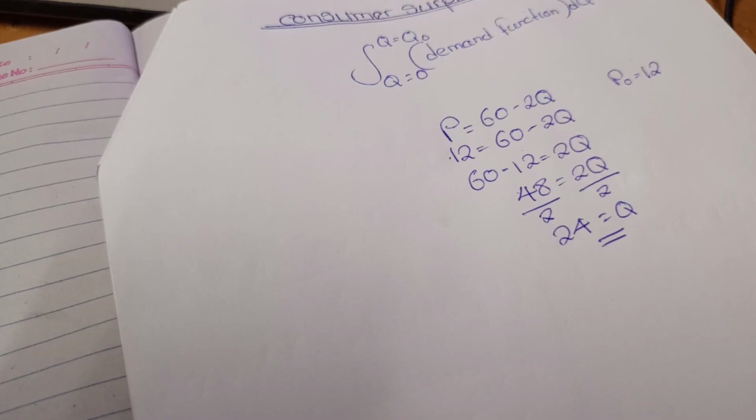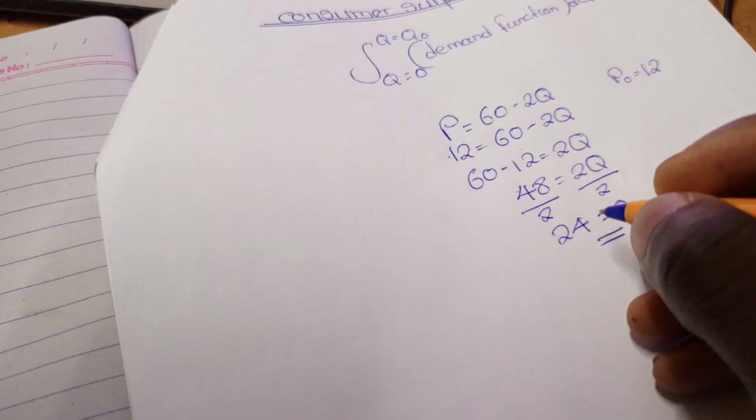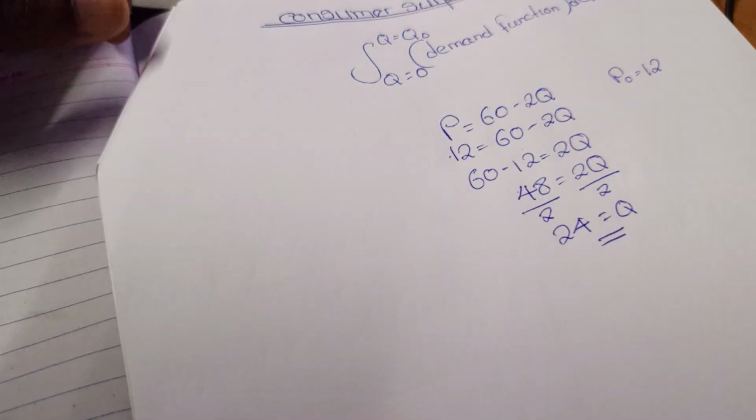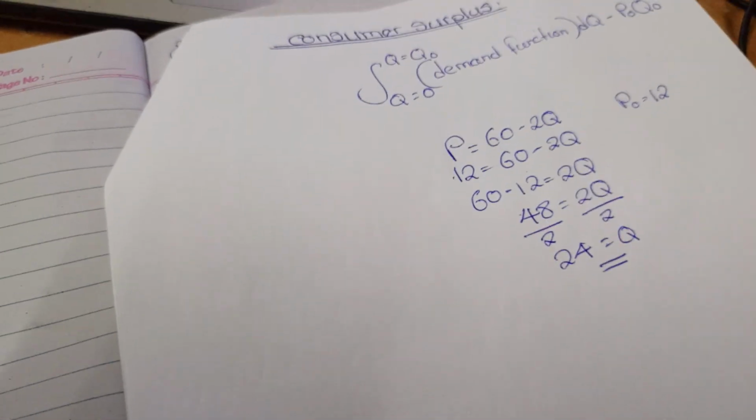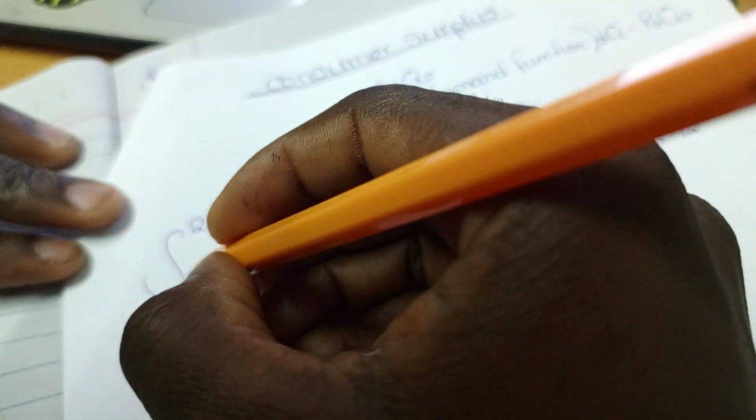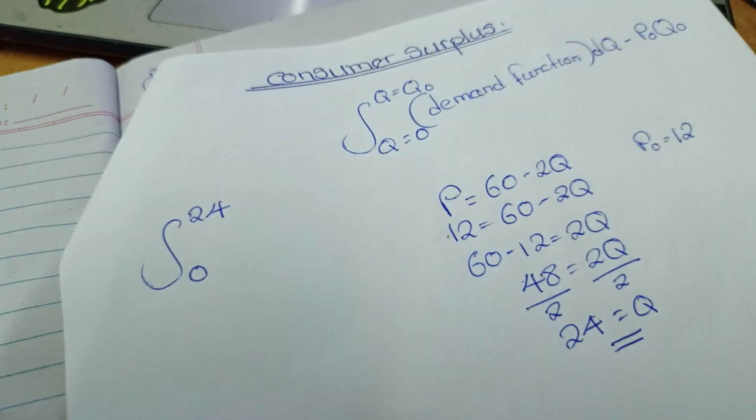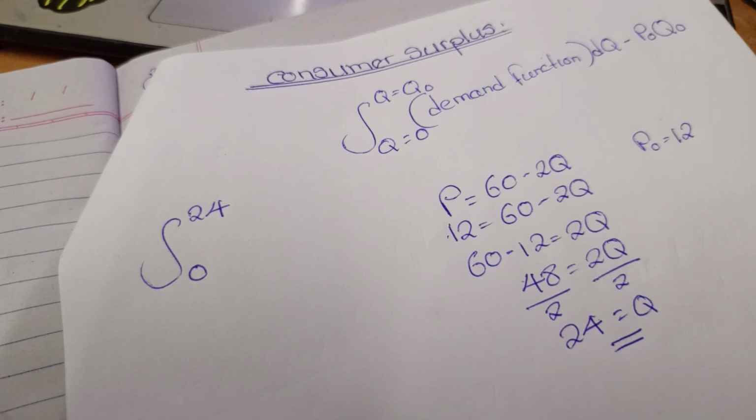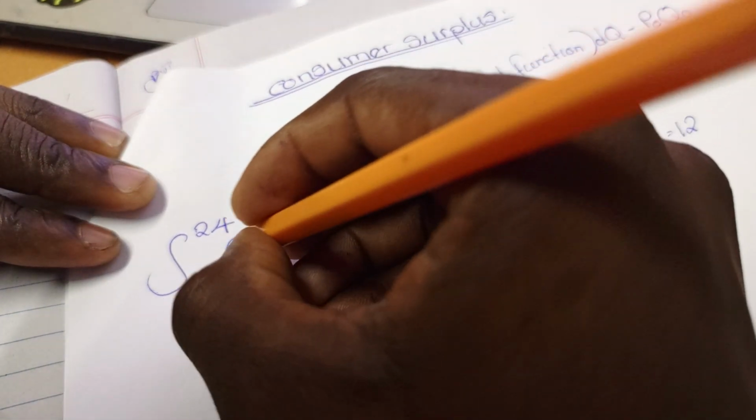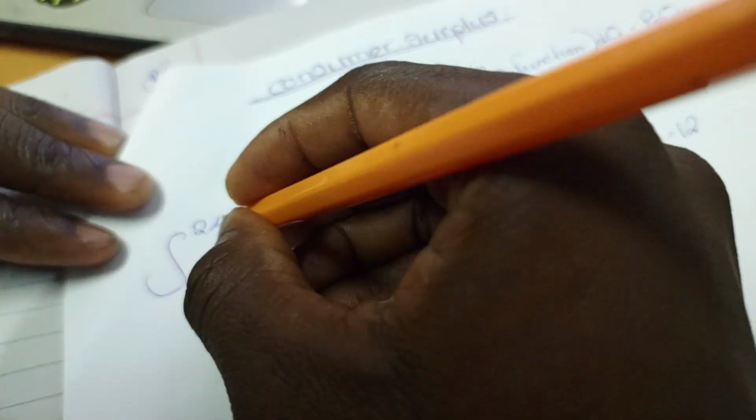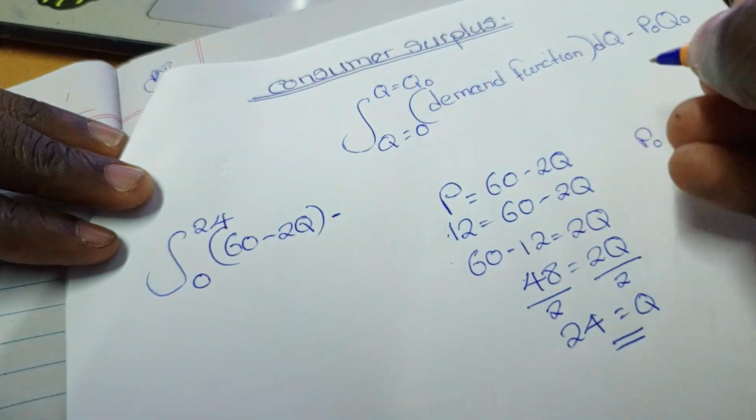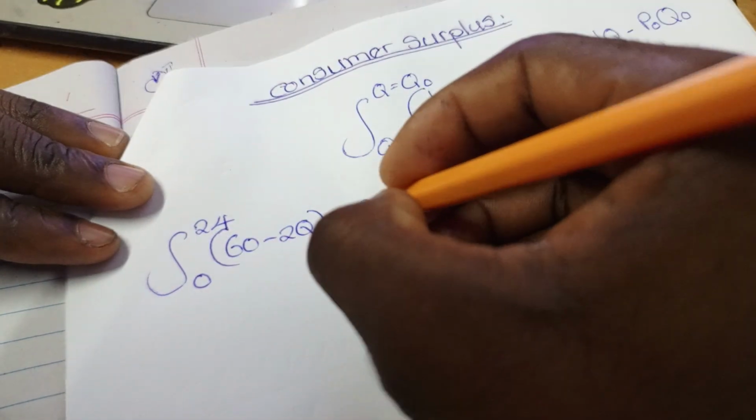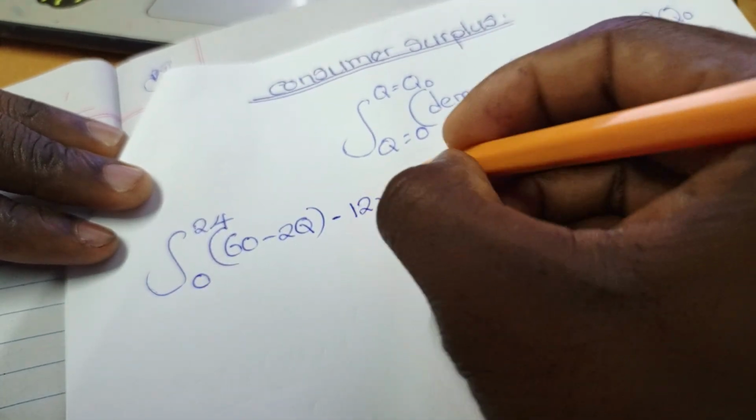So now, having calculated the value of Q, we are told to calculate the consumer surplus, where remember the formula is above there. We know the value of Q is 24. We are referring from the origin. In this case, the lower limit of the integral is always 0. Then the demand function was given to be 60 minus 2Q, minus P0 and Q0. In this case, they're talking about 12 times 24.